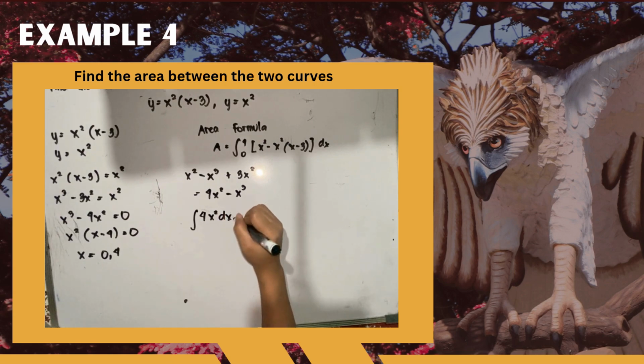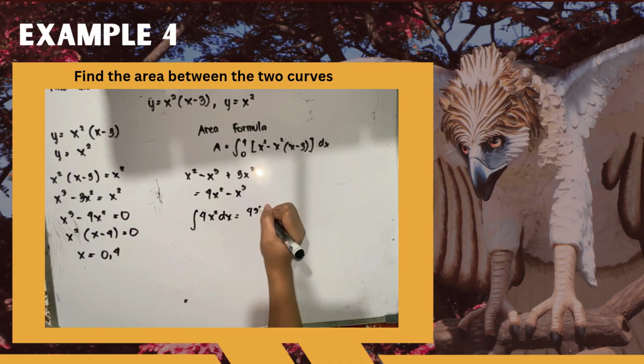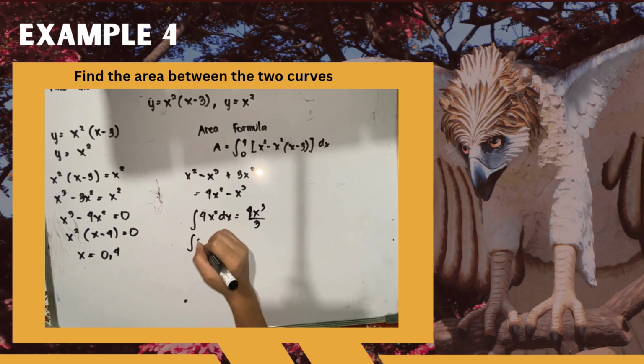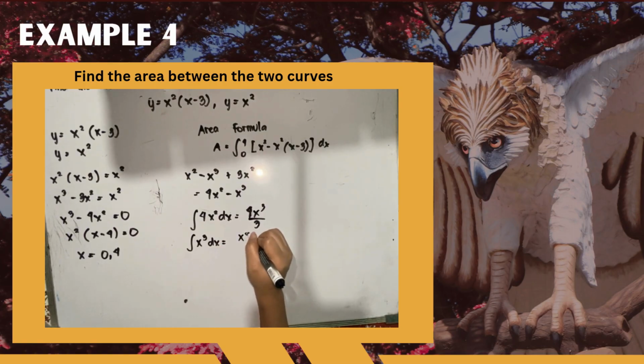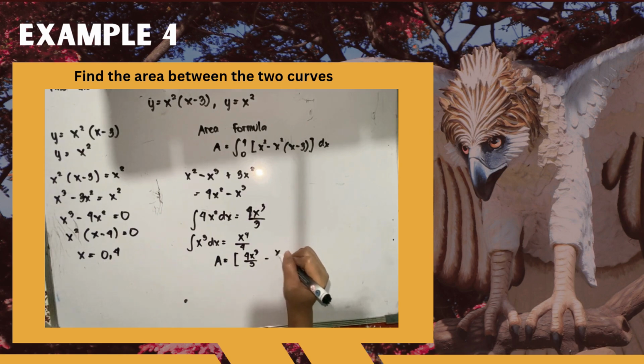Integration of 4x squared dx is equal to 4x cubed all over 3, and the integration of x cubed dx is equal to x to the power 4 over 4. So now we have to evaluate the definite integral. We have A is equal to 4x cubed over 3 minus x to the power 4 over 4.